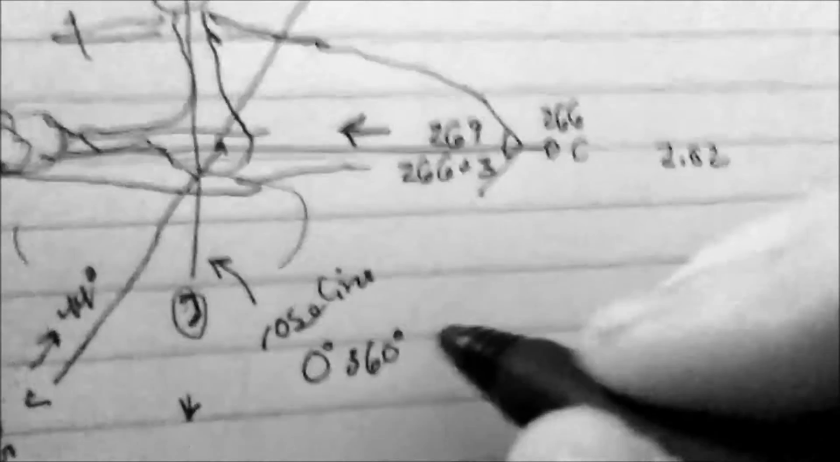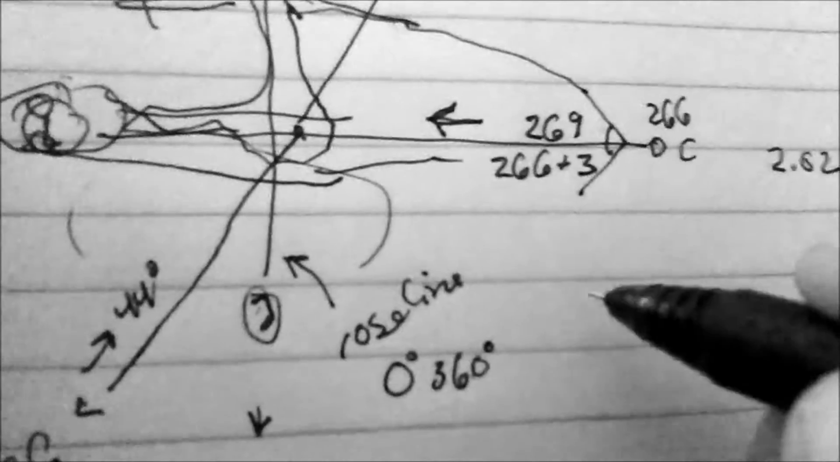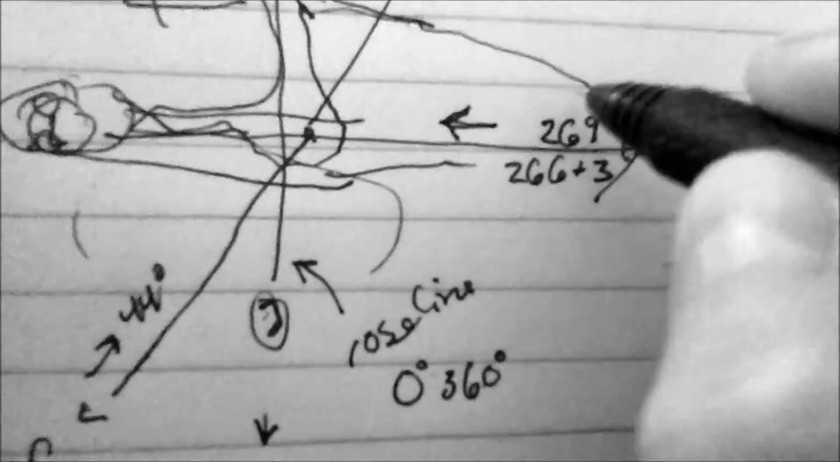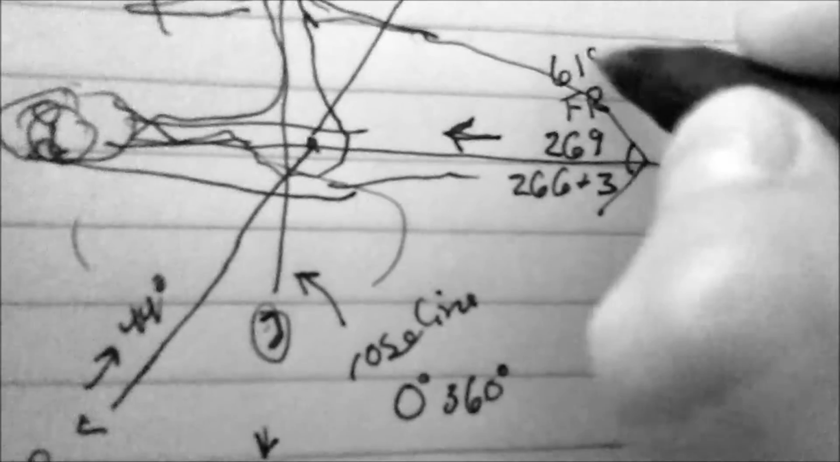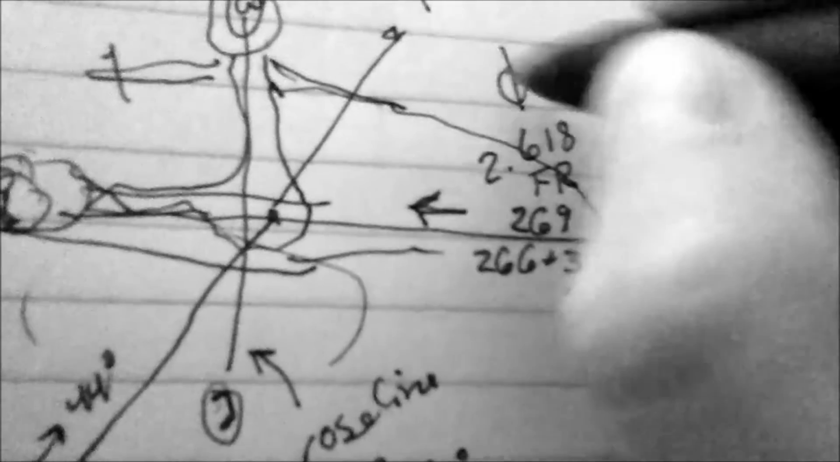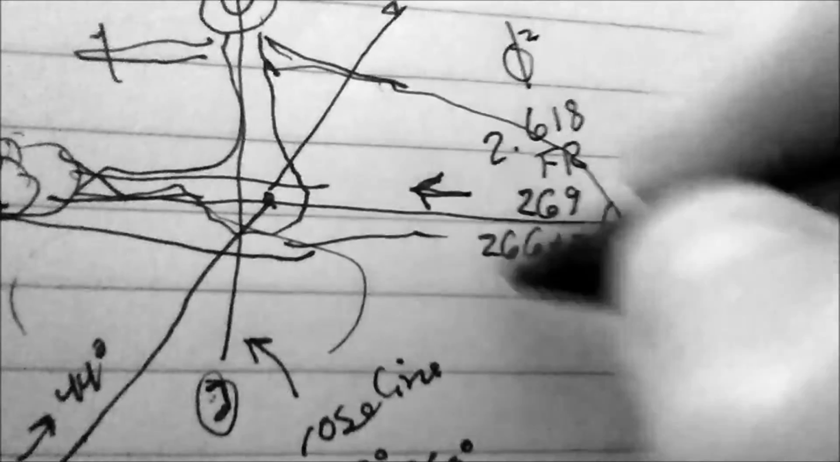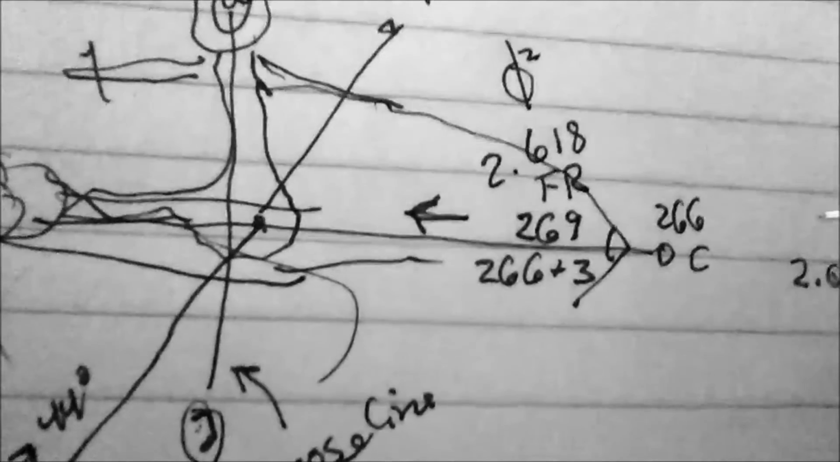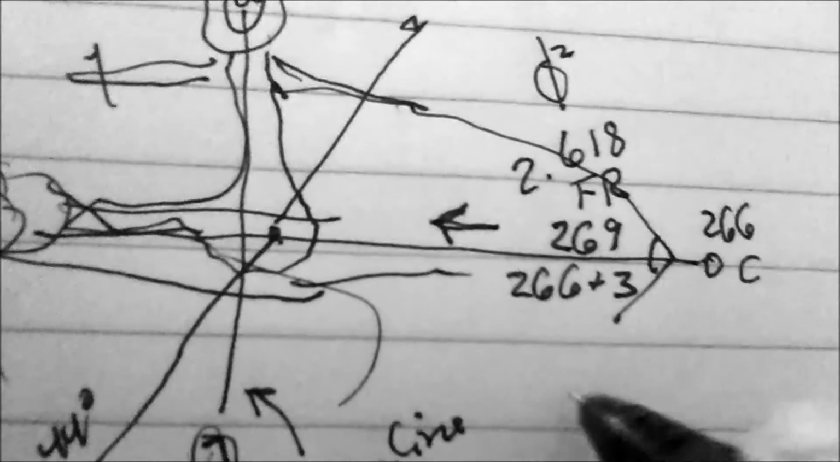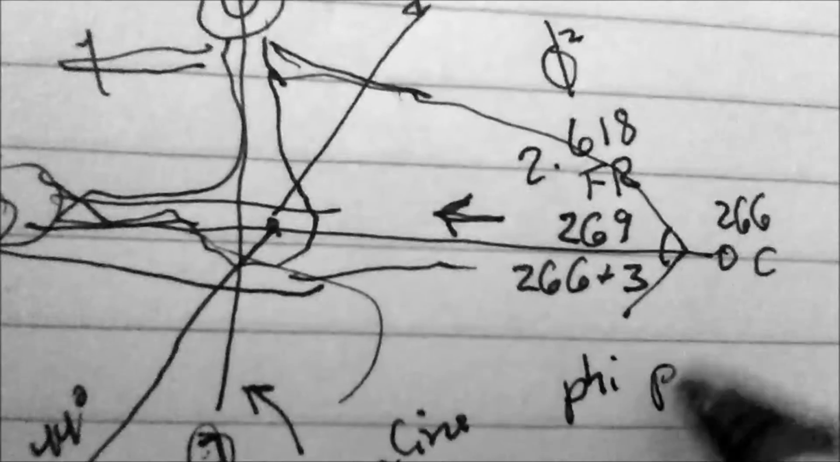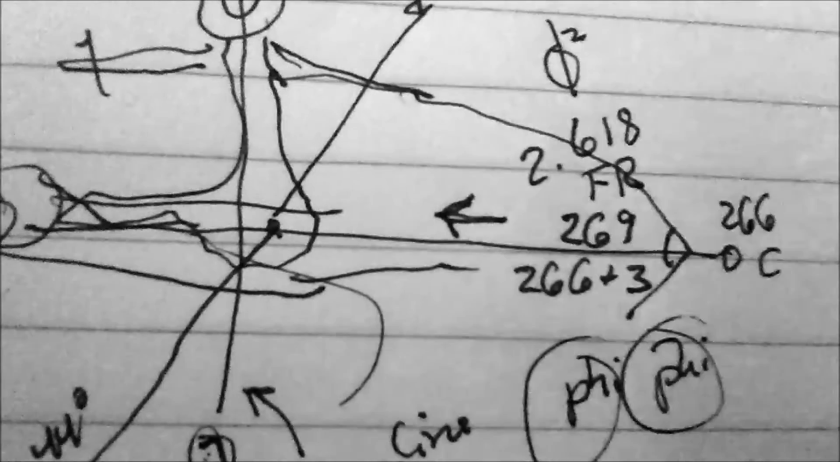Well, I just wanted to show you these numbers. This has the 69 in it, which is the FR, and this is also the 618, and this would be the 2.618, so this would be phi squared. This could be the symbolism of that. And then we also have Philadelphia, which has phi squared in it too, because it has phi in it twice in the word.